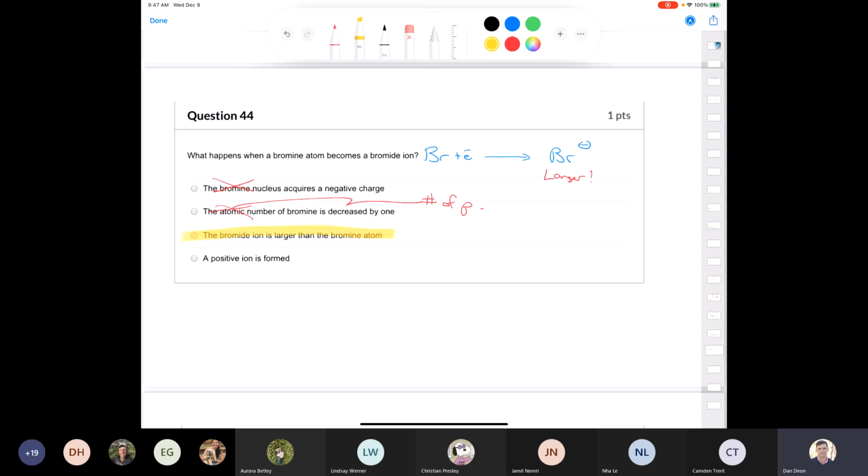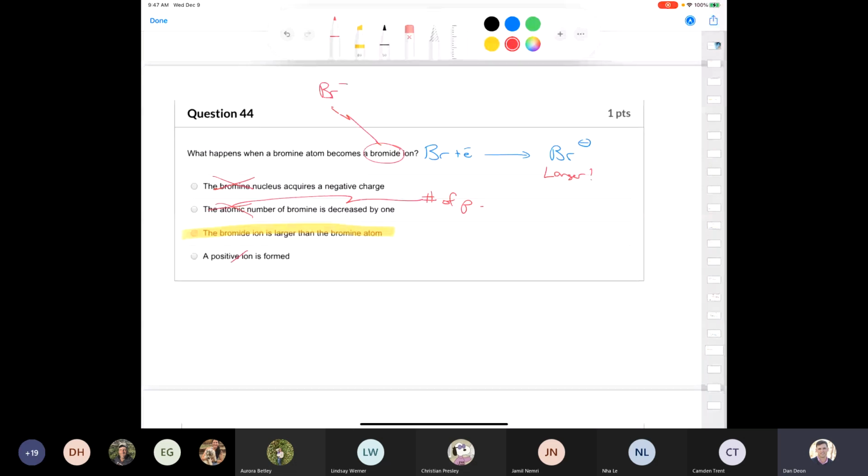And it says a positive ion is formed. Well, that's just out in left field because you're adding an electron, right? You should know that a bromide is Br minus. Think about sulfide, oxide, nitride, phosphide, so on and so forth. Carbide, right? Those are negatively charged in chemistry.